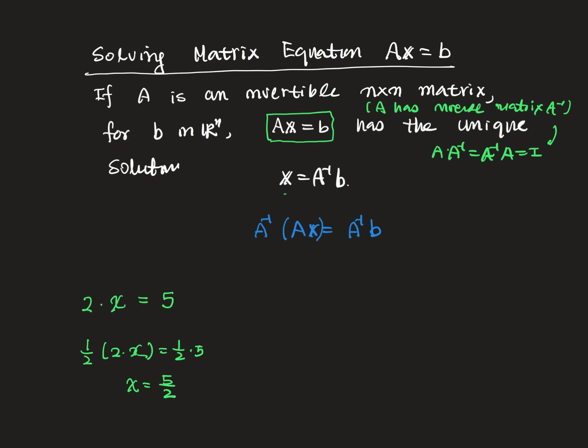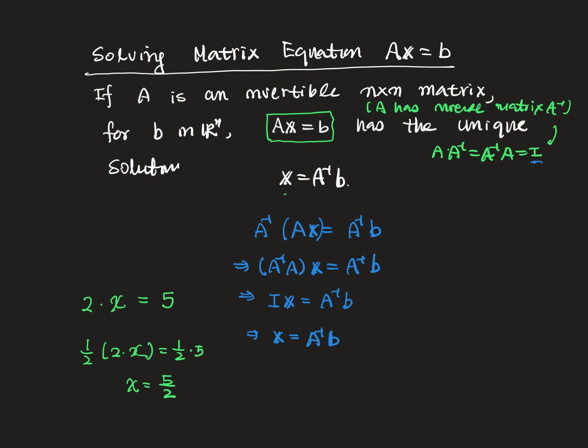So rewrite this. The associative rule works for matrix multiplication. Make sense? A inverse times A is exactly the identity matrix. The identity matrix times x equals A inverse times b. The identity matrix works like the number 1, so x equals A inverse b. That's how you solve the matrix equation using the inverse matrix.